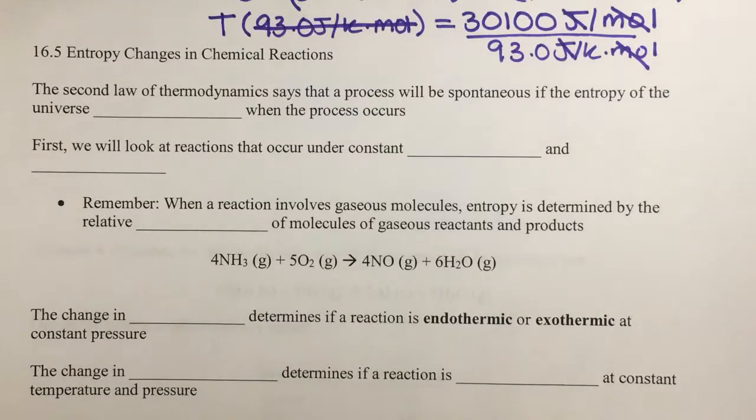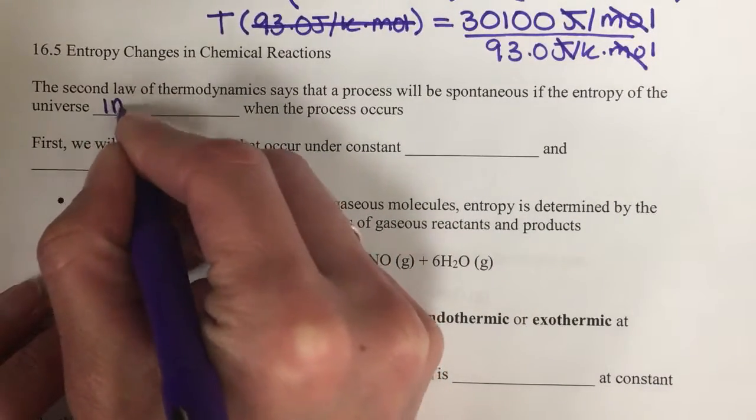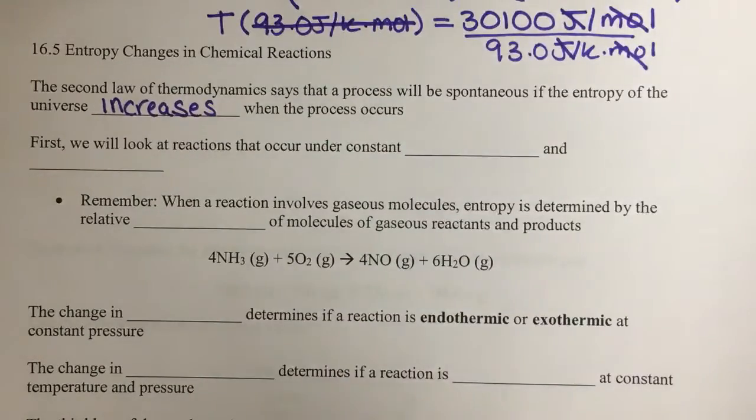So we've been talking about entropy. Remember, entropy is a measurement of disorder or randomness, represented by the letter S. Now, we said that the second law of thermodynamics says that a reaction is going to be spontaneous if the entropy of the universe increases. Everything is moving towards more disorder. So what we're going to be doing is looking at chemical reactions.